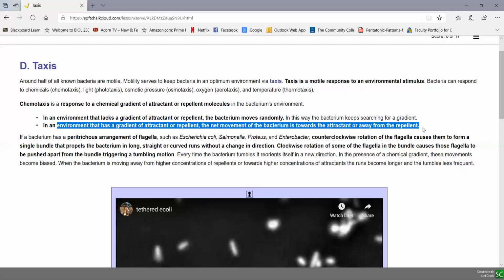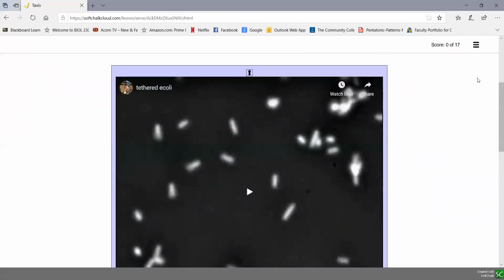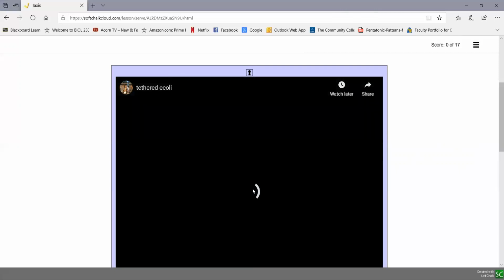And as we mentioned with peritrichous bacteria, this change in direction is triggered by tumbling from some of the flagella coming out of the bundle and rotating clockwise, causing it to tumble and change direction. And in this movie here, we can see some tethered E. coli. In this case, the flagella have been attached to the microscope slide, but not the bacterium. So although the flagella are rotating, they are attached at their distal end, and so we actually see the E. coli rotating on the end of the flagella. And you can see it change direction and rotate clockwise and counterclockwise.